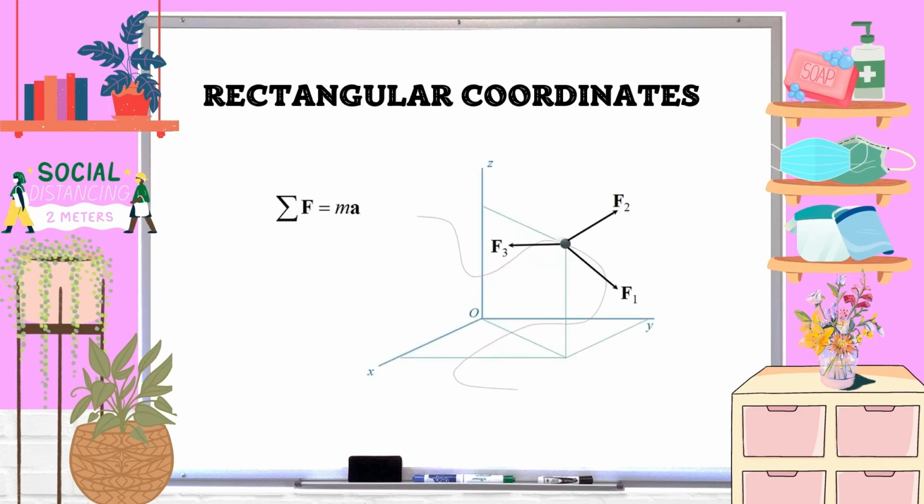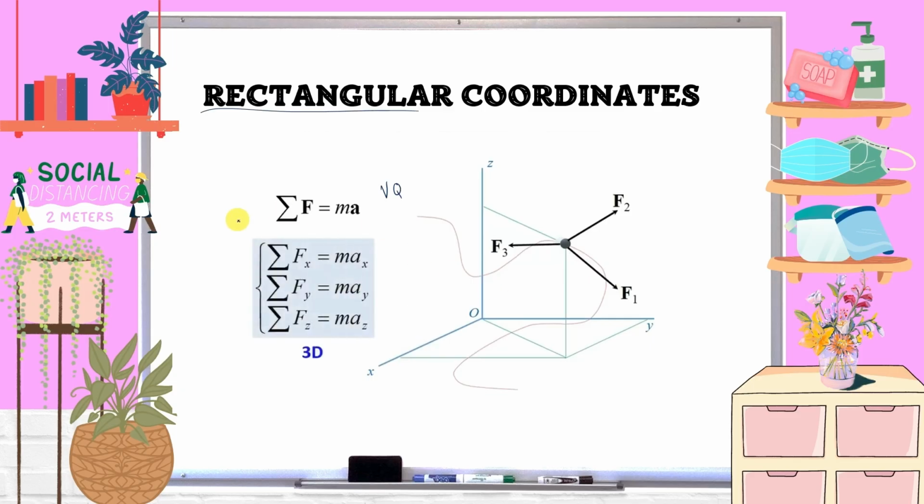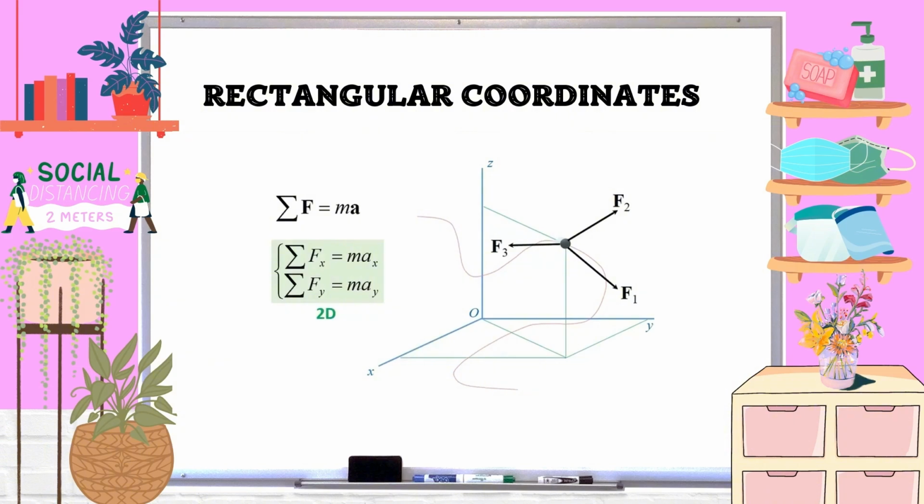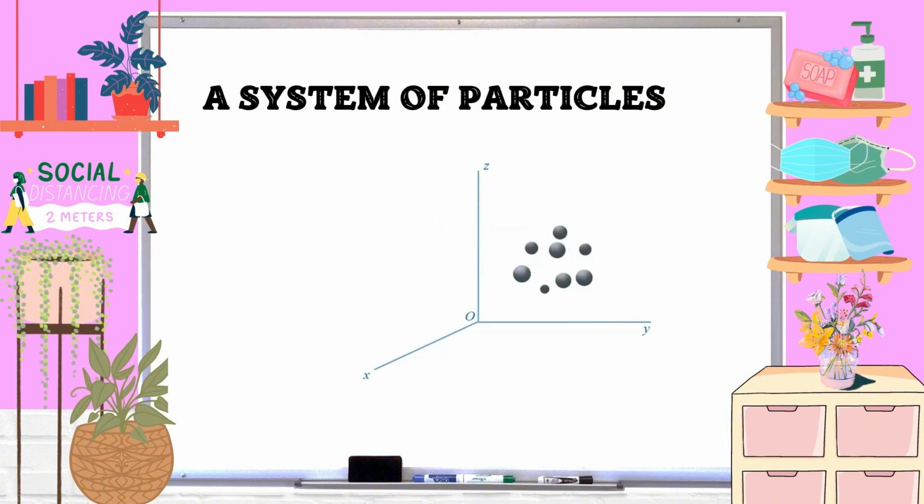So we will discuss first the rectangular coordinate system, wherein the summation of force equals mass times acceleration, which is the general second law of motion. This is a vector quantity. In order to solve for the scalar components, we will use the xyz axes since we refer to a rectangular coordinate system. Therefore, the summation of force has three equations that use x, y, and z for 3 dimensions and x and y for 2 dimensions. For systems of particles, the equation of motion can be applied to a system of particles.